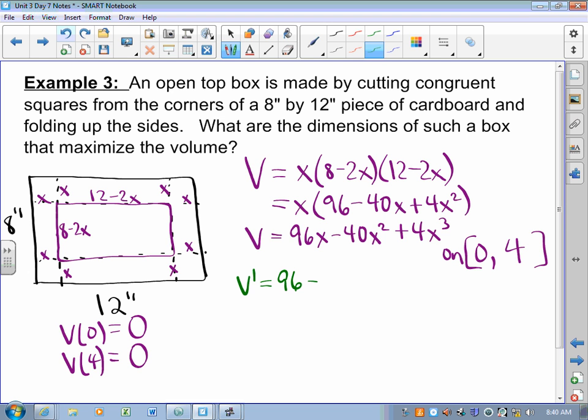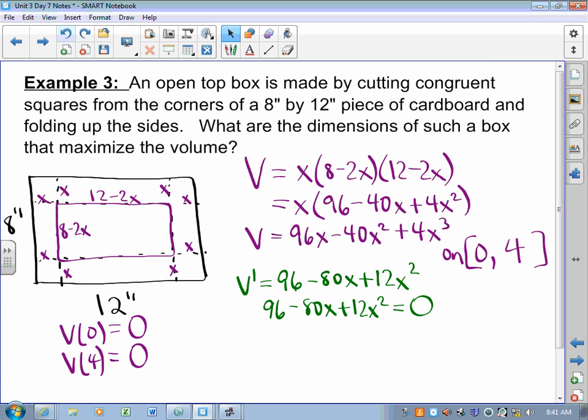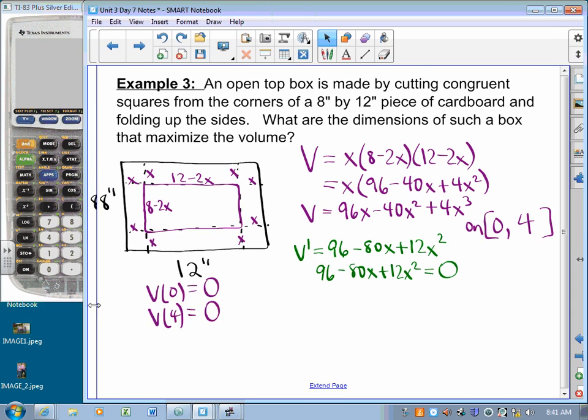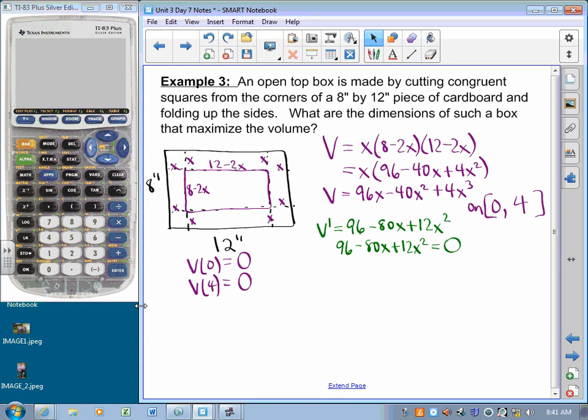The derivative is 96 minus 80x plus 12x squared. That's your derivative. I want to know when, can I factor out a 12? I can't factor out a 12. 96 minus 80x plus 12x squared equals 0. I want to know where that is. And so luckily, I have help.